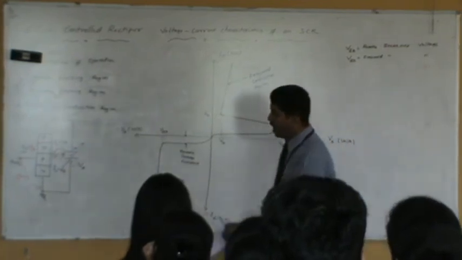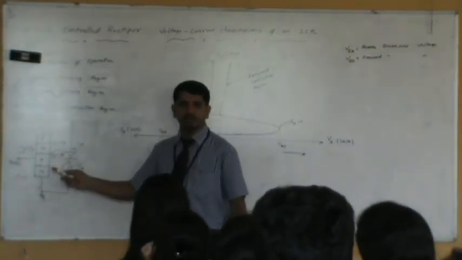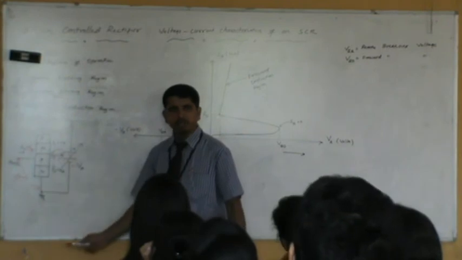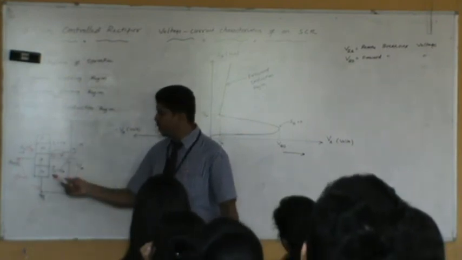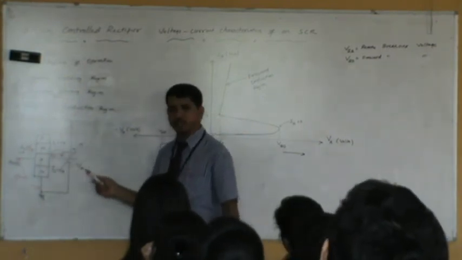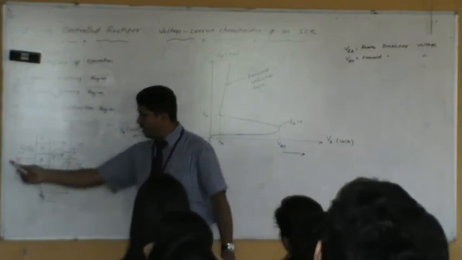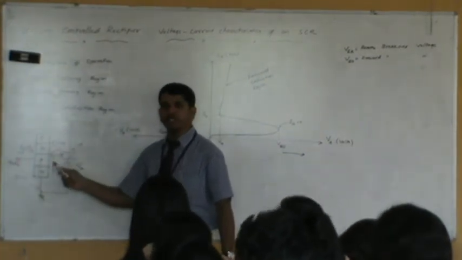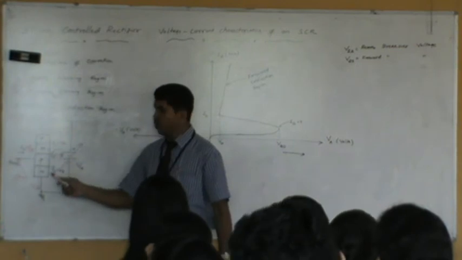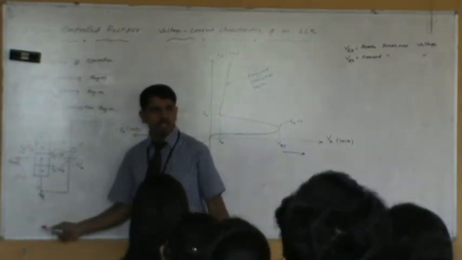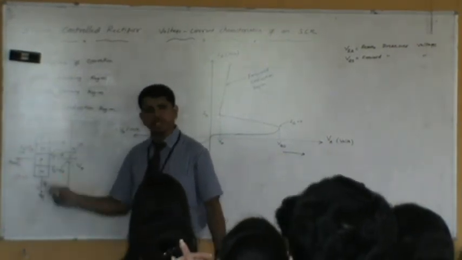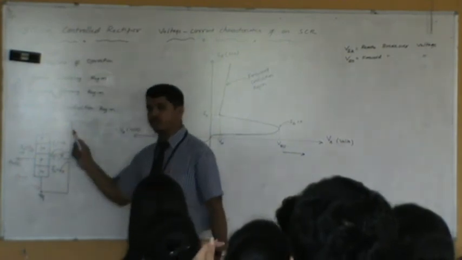Now, by applying the gate voltage, what exactly are you doing? You are forward biasing all the junctions. J1 and J3 have been forward biased, and by applying the gate voltage, you are trying to forward bias the junction J2. Now, there is a continuity here. There are no more junctions now. All junctions are offering low resistance. Now, current can easily flow from anode to cathode.